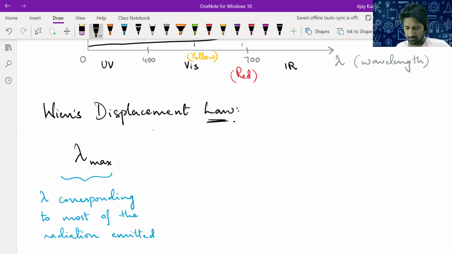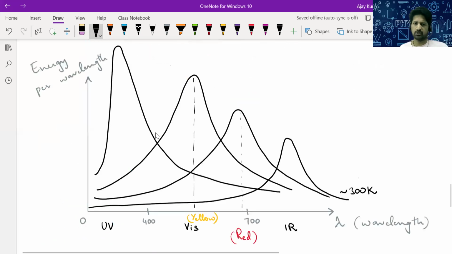So what this scientist Wien concluded is that lambda max is inversely proportional to the temperature of the object when temperature is taken in Kelvin units. So as you raise the temperature, as T increases, lambda max decreases. That is what we observe in this graph also. At approximately 300 K, lambda max falls in the infrared range. Continue increasing the temperature, lambda max starts decreasing.